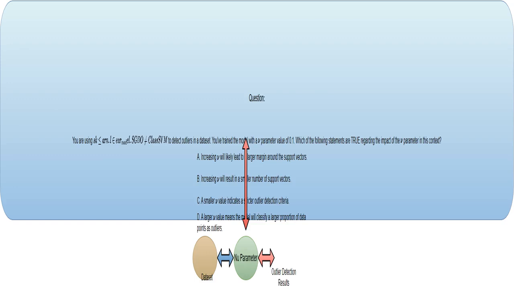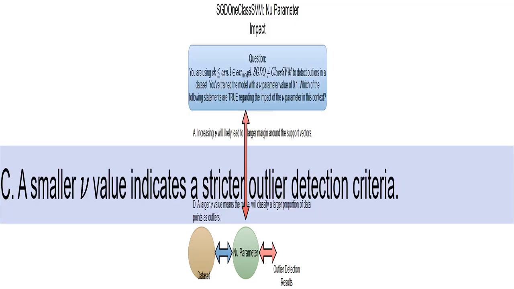I'm using a specific algorithm, SGDOneClassSVM, stochastic gradient descent one-class support vector machine, to find outliers in a dataset. The nu parameter is key here. It influences how many points the model classifies as outliers. Let's figure out how. If you set a smaller nu, you're telling the model that you expect very few outliers in the data. The model will then apply stricter rules to decide what it considers an outlier, meaning only the most unusual data points get flagged.